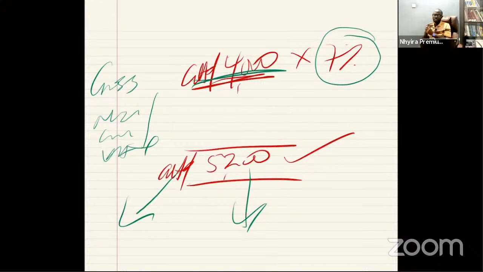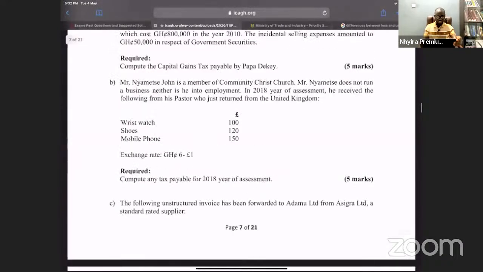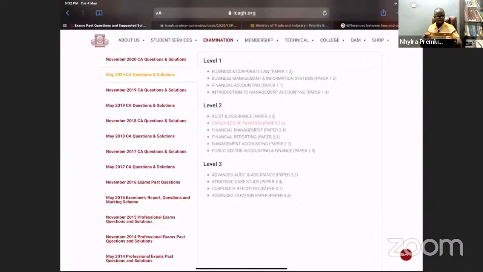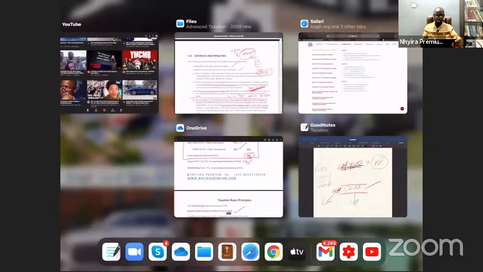And the NHIL. Yes. Fund. So it has to be on the gross amount in that situation. Okay. There is a similar question like that. I think in May, this is what you just told me. This is May 2020. In November 2020, there is something similar to that.